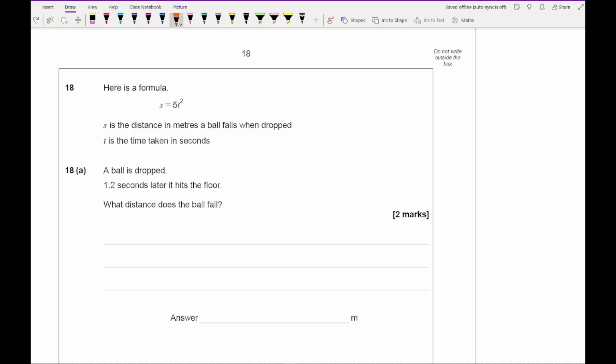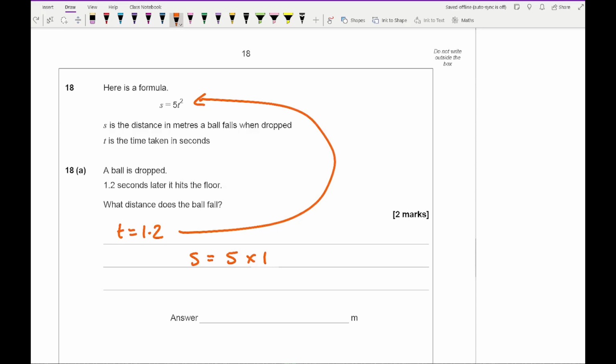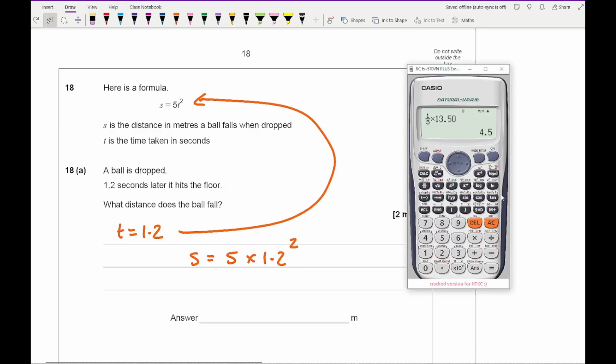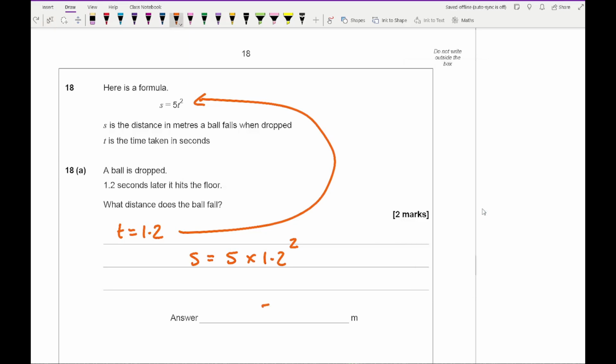So for this, what we need to do is substitute t equals 1.2 into this formula here. So S equals 5 times 1.2 squared. So if I get the calculator out again and do 5 times 1.2, or multiply I should say, to the power of 2, press the SD button and I get an answer of 7.2 meters.